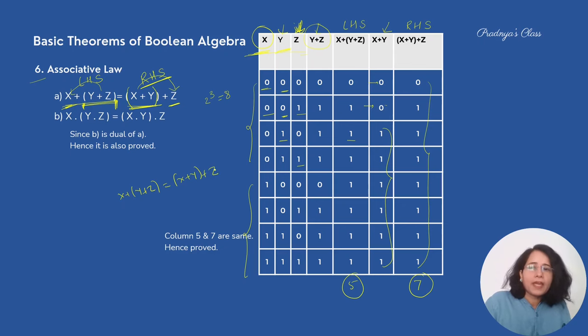And the same law will be applicable to the dual of it. You know what the dual is. When we replace all the OR operations with AND, it can be said that it is the dual of that expression. So, here we are replacing all the OR operations with AND. And hence, the associative law for the AND operation is also proved.